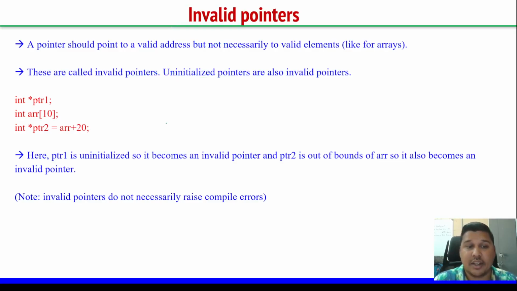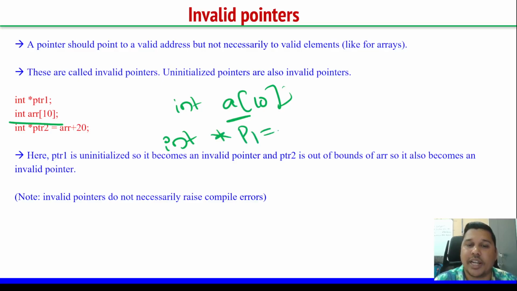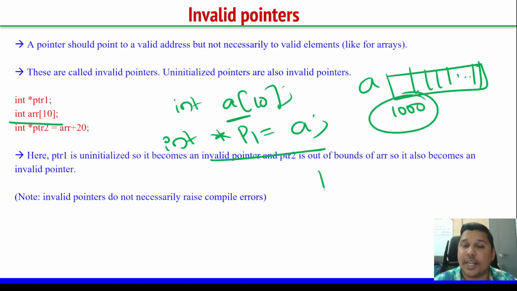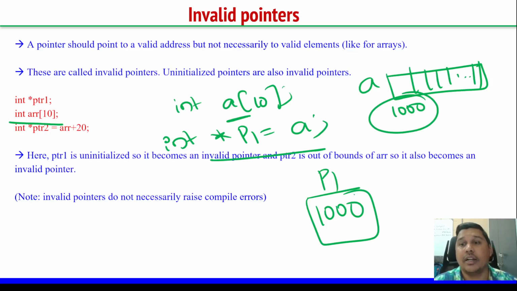The second case: you see I have declared an array, int a of 10. Now I want to create a pointer variable to store the address of this a. So I am creating int star p1 equal to a. What is the meaning? a is an array of 10 numbers and the starting address is some 1000. This 1000 I am storing in a pointer p1. It points to this array like this.